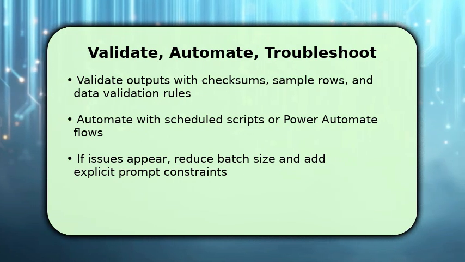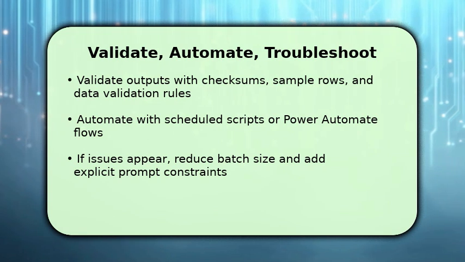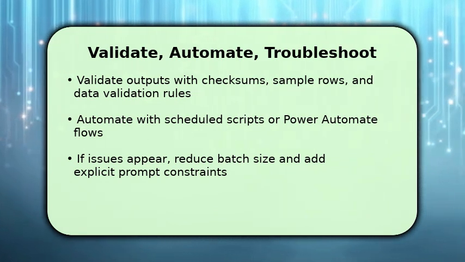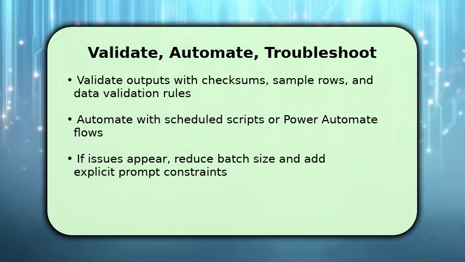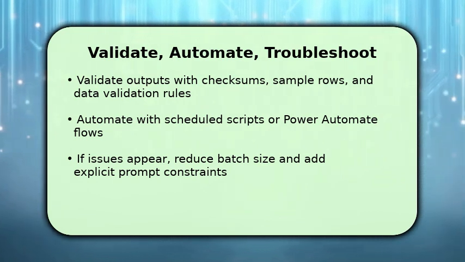If something goes wrong, reduce the batch size, clarify prompt instructions, and add stricter parsing rules. These steps isolate the problem and prevent cascading errors. Finally, keep a manual review step for edge cases until confidence is high.